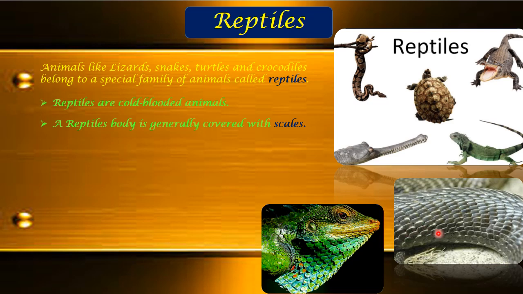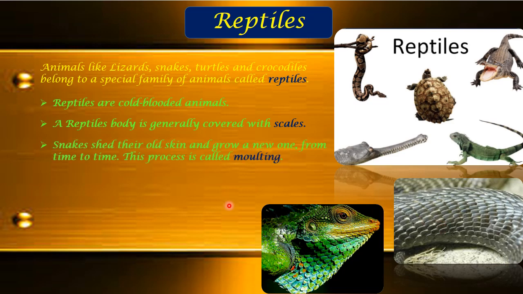So these scales are one of the special characteristics of reptiles, which live on land as well as in water. Here we cannot see chameleons in water, but snakes live in water, turtles live in water, crocodiles live in water. Yes, they are able to survive both on land and in water, but most of the time they are seen on land.